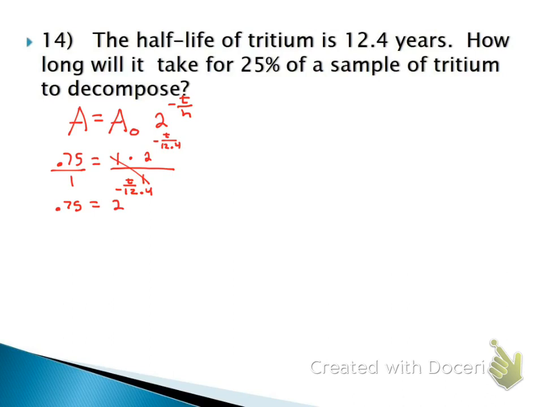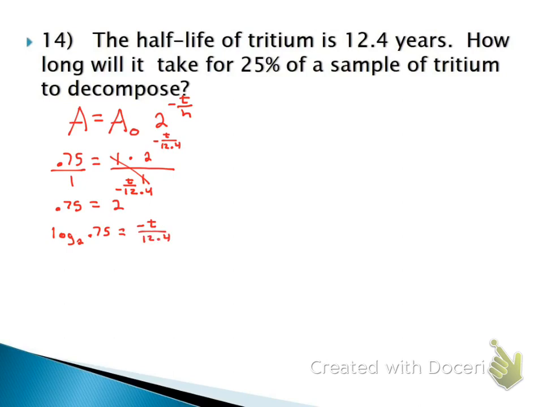Well, crap. What do I do? I can't solve it in exponential. You're welcome. So therefore, rewrite it in log form. Okay? So log base 2 of 0.75 equals negative t over 12.4.